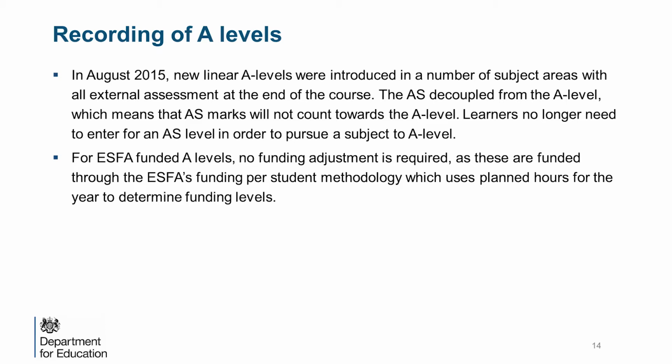In all cases, providers should accurately record the learning aim that a student is working towards, either an AS or an A-level qualification. Where a learner changes the AS or A-level learning aim that they're working towards or withdraws from the course, this should be recorded in the usual way on the school census. No funding adjustments are required as the planned hours for the year determine funding levels.